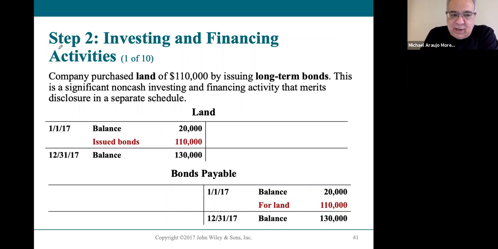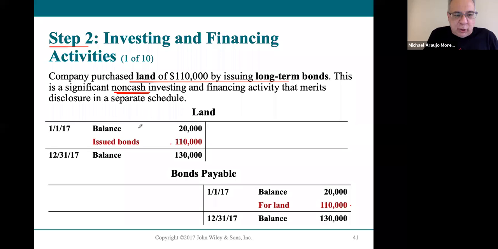The next steps, I think you're going to find them much more straightforward because they are. All right. So investing activities and financing activities, right? Again, cash either comes in or out unless it's non-cash. So here the company purchased land by issuing bonds. This is a non-cash activity. They got more land for bonds, no cash.